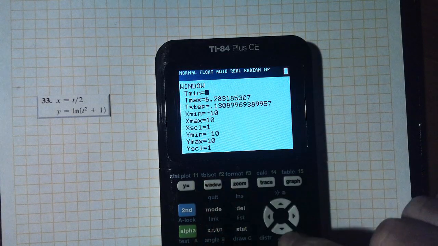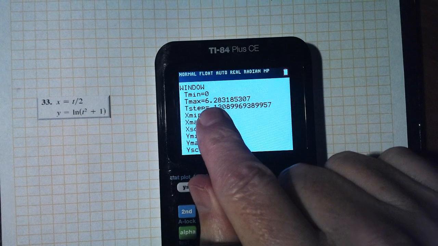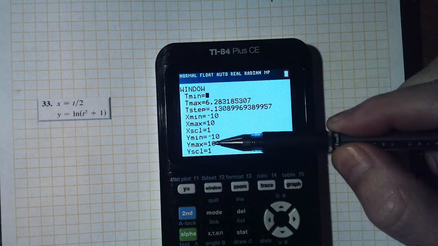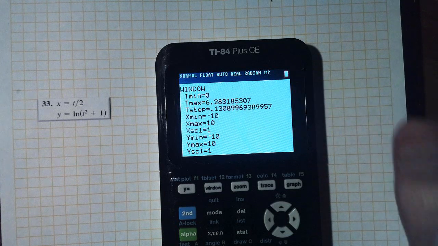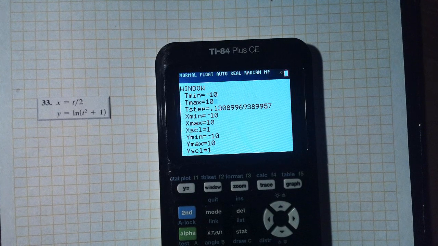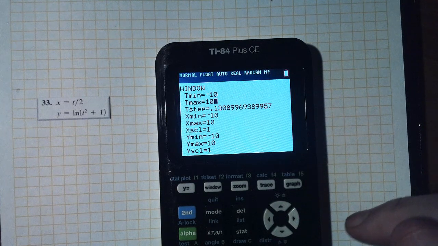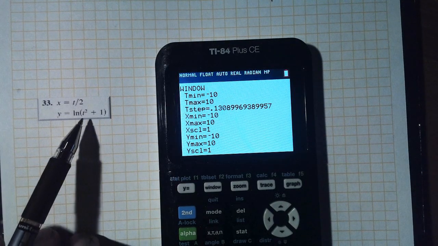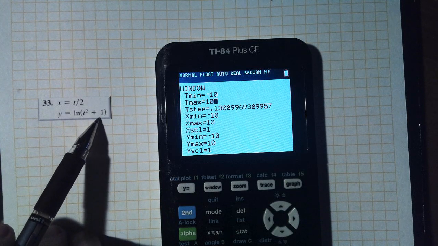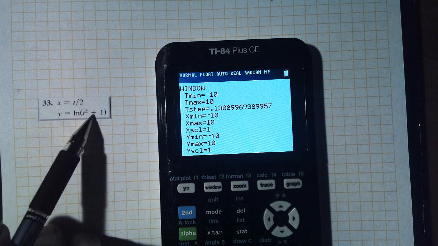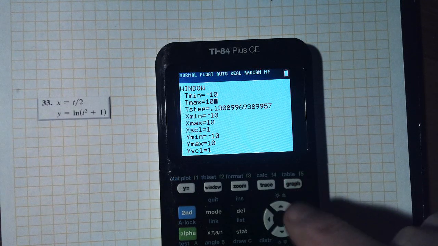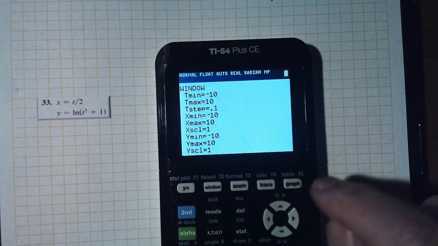So let's go back to our window. Oh, because zoom standard only affects the x max, x min. So this would probably be a pretty good case. Let's go -10 to 10 for t min, t max, because t can really be anything, because this t squared plus 1 is always going to be positive. Therefore, I'm not going to have a logarithm of a 0 or a negative, and I can divide any number I want by 2. So let's see what that does for us. I'll just go 0.1 here, clean that up.